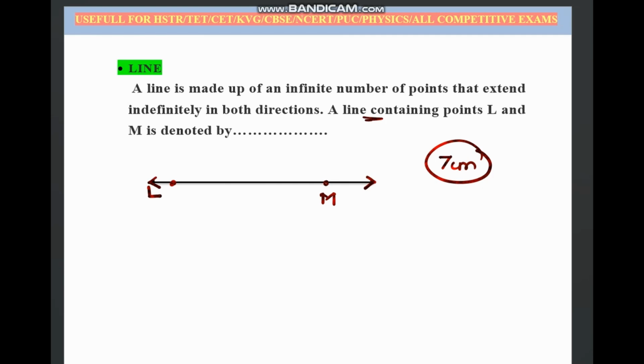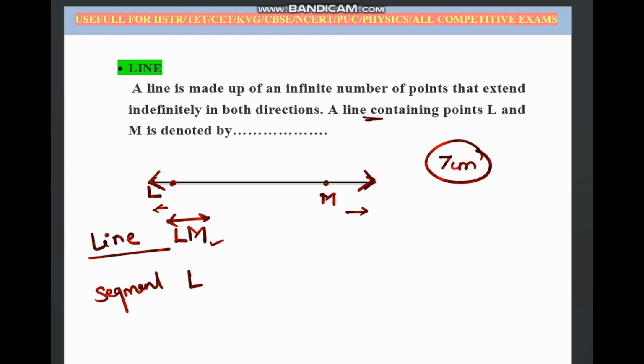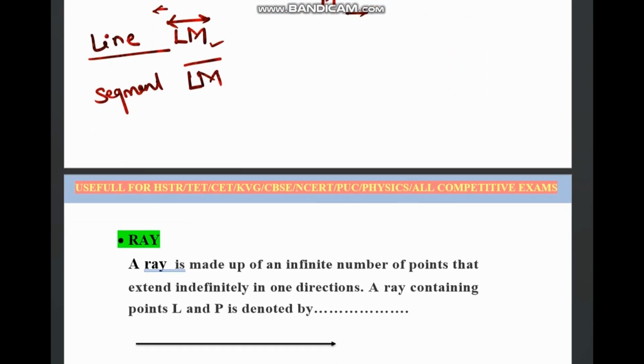But for line LM, at both ends we have arrow marks. It indicates that the line is increasing in both directions. Hence this has no fixed length. So line LM can be denoted by this arrow mark. If you want to denote a line, then line LM is denoted like this. If you are denoting a segment, then LM is denoted like this, with no arrow mark on both ends. That is the main difference.